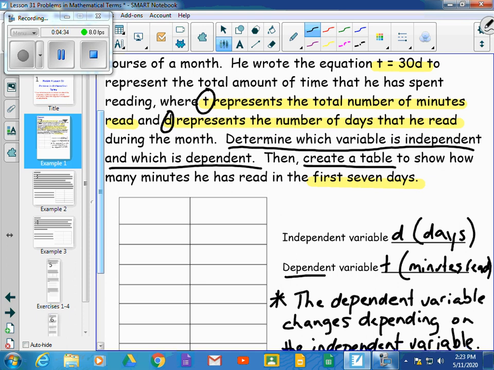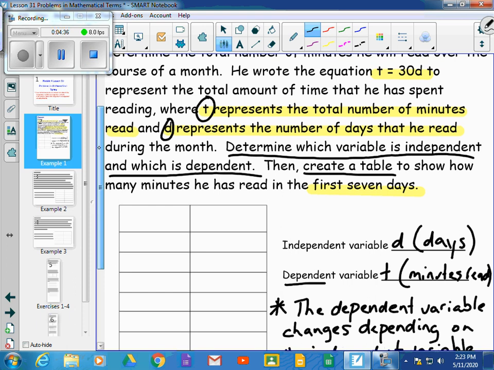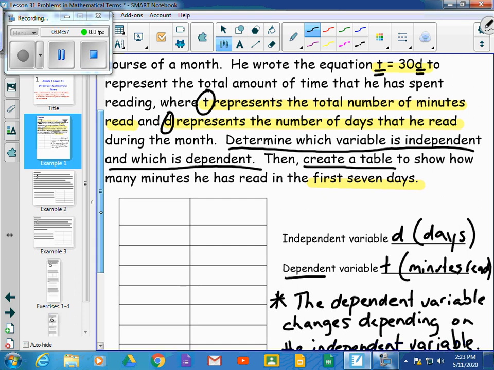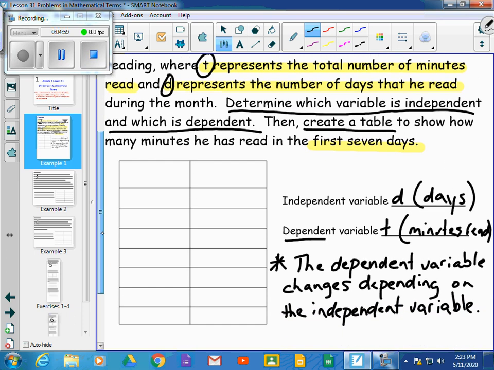All right. Now another clue that we have is this first variable in the equation. If you're given an equation, that first variable is always going to be the dependent variable. Something's going to be done to the independent variable. In this case, we're multiplying the independent variable by 30. So we've got our dependent and our independent variable name.